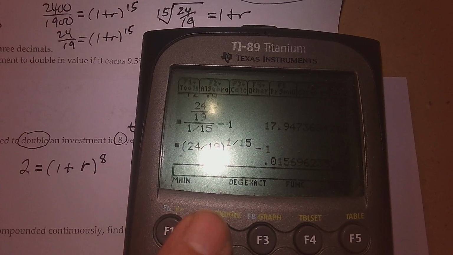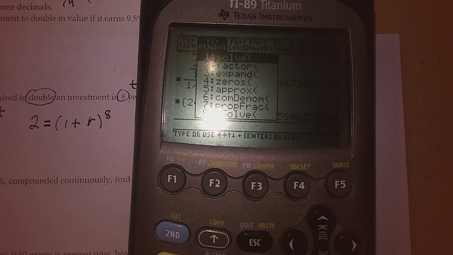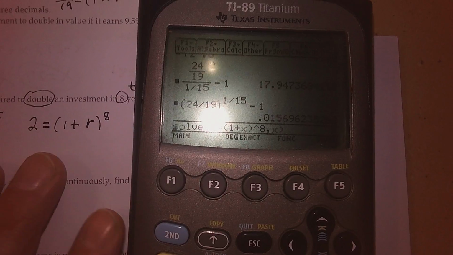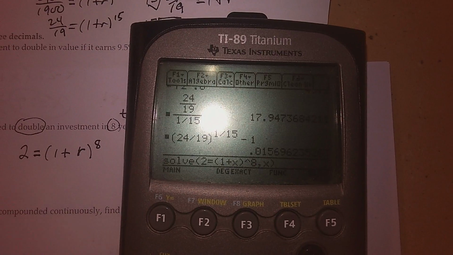You would press F2, and then you would go to solve, and then you would type in 2 equals, now I'm going to use x. So 1 plus x, close it, to the exponent 8 comma x. You could use R. It is on your calculator. It just takes more buttons. And then go diamond enter. And then what answer do you get?